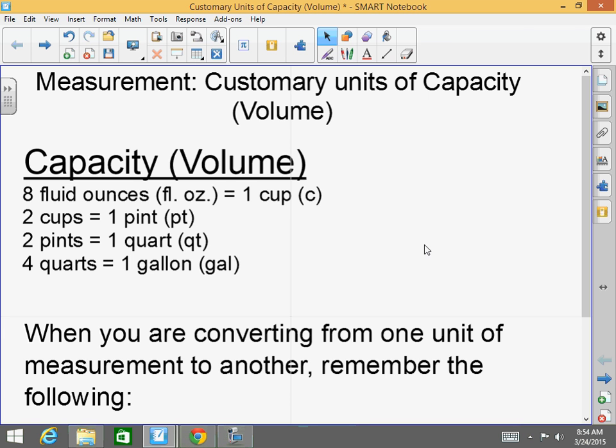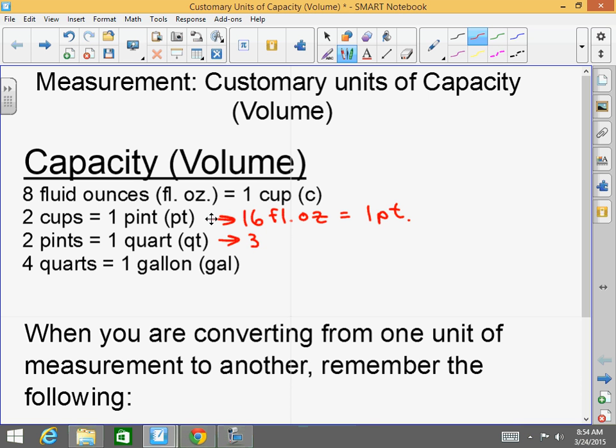So if you think about it, if there's 2 cups in a pint and there's 8 fluid ounces in 1 cup, how many fluid ounces in 1 pint? Very good. So that means that there are 16 fluid ounces in 1 pint. Okay. There are 2 pints in a quart. So if there are 2 pints in a quart, how many fluid ounces in a quart? This is important to know. 32. Very good. 32 fluid ounces in a quart.